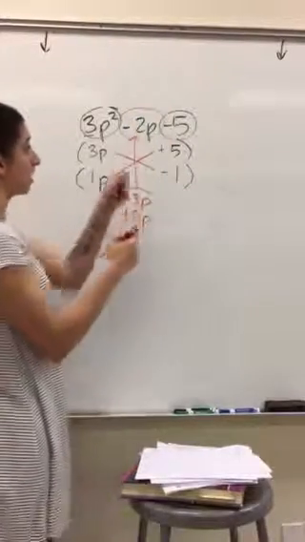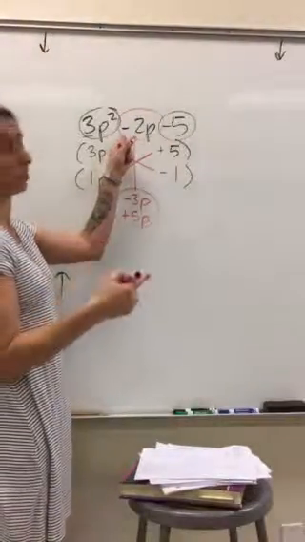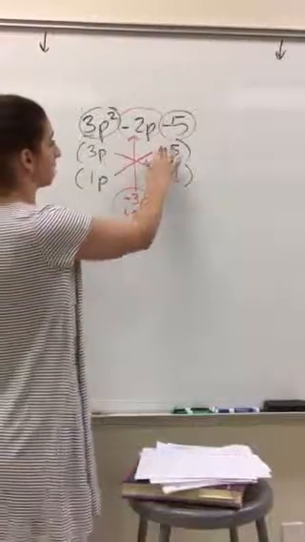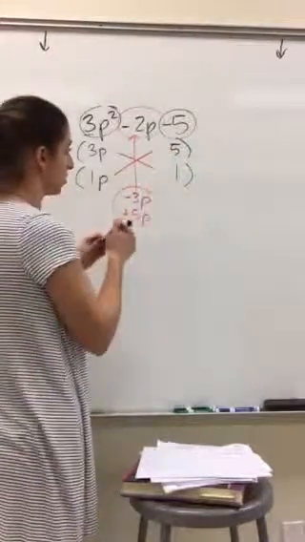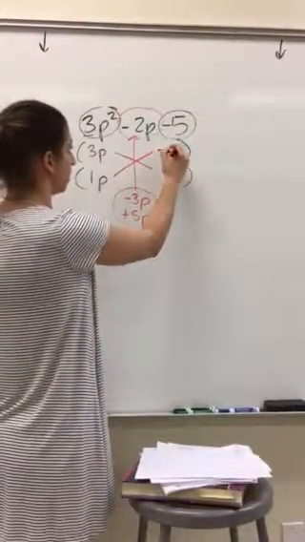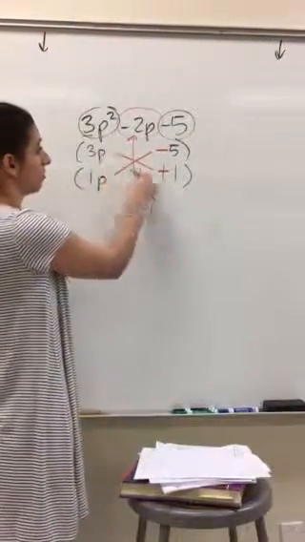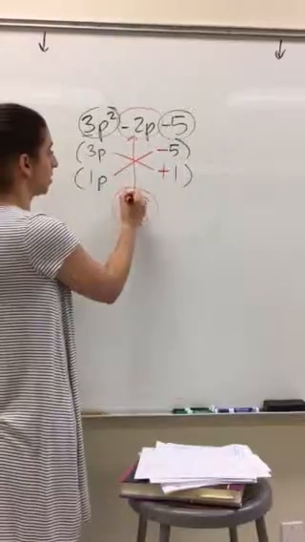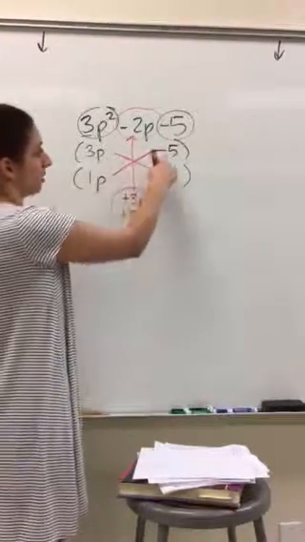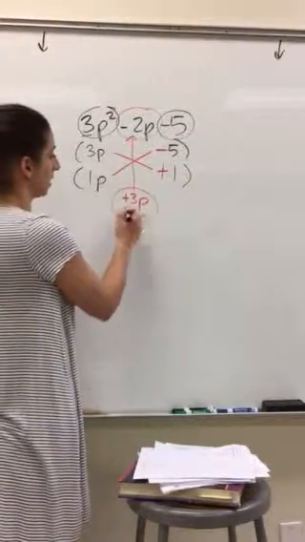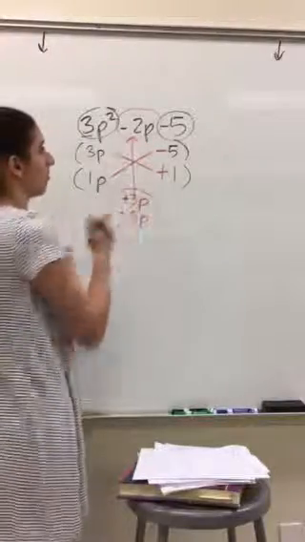I end up with plus 2p, but I actually want minus 2p. So that means I actually just need to switch the positive and negative. So this becomes negative and this becomes positive. Let's double check. 3p times positive 1 makes positive 3p. 1p times negative 5 makes negative 5p. And now we make minus 2p.